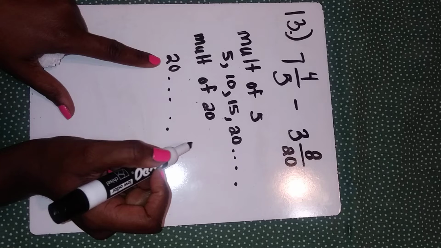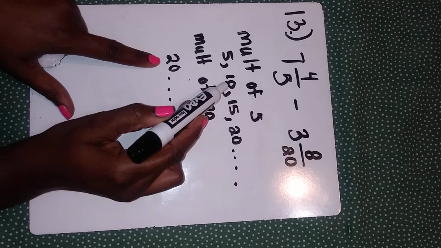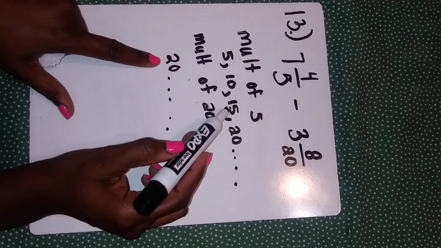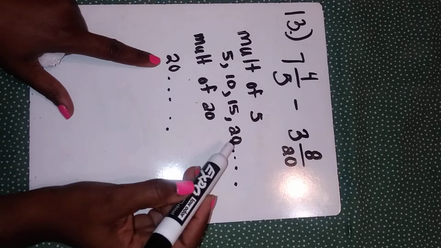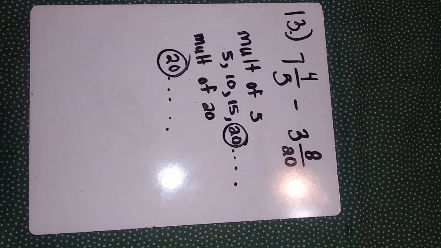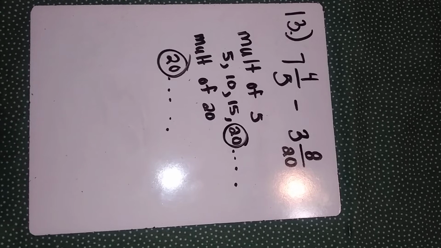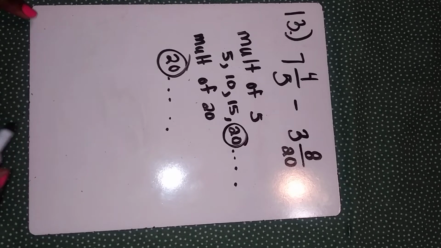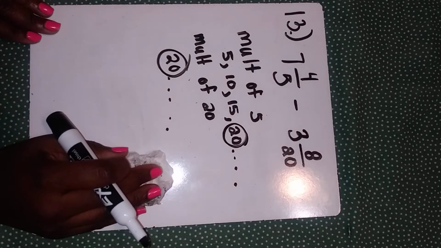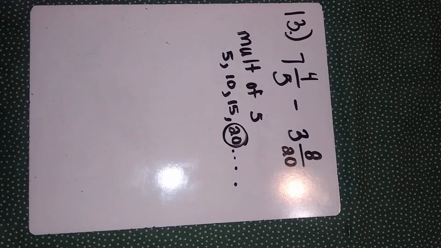Those are your multiples. Now, I got a 5 here, but I don't have one here. I got a 10, but I don't have one here. I got a 15, but I don't have one here. I got a 20, and I got a 20 here. So this is the first number that they both have in common. You're looking for that first number that they got in common. That's what you're looking for. So my common denominator is 20. I'm going to leave that there. I'm going to use that again.